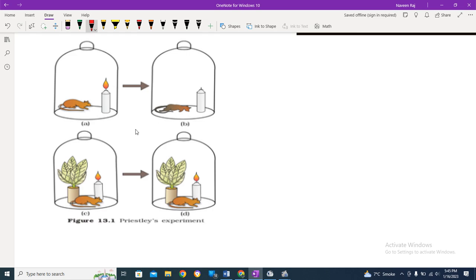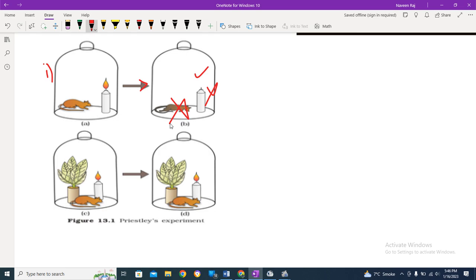What does this mean? First you take a mouse or a rat and a burning candle, and put a jar over it. And after some seconds or some minutes, this will get converted into this, so there would be no candle and the mouse would be dead. At that time that was something new for the scientists. We know why this is happening, but at that time scientists didn't know what was going on, and that was kind of shocking for them.